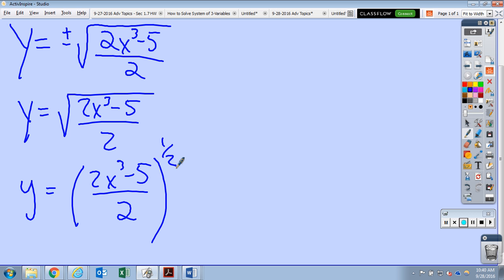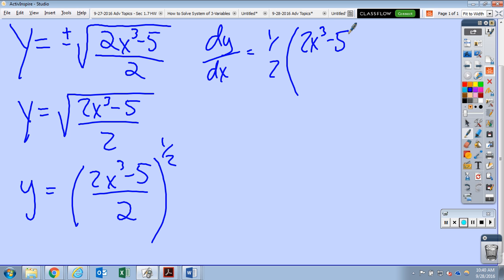And now, if we did dy dx equal to 1/2 of the front, leave the inside alone. Drop it down power times the derivative of the inside, which is going to be a quotient rule. Are you guys fine if I just break it up in my head? So I'm going to view this as 2x cubed over 2, which is just x cubed. The derivative of x cubed would be 3x squared, and the derivative of negative 5/2 is nothing.